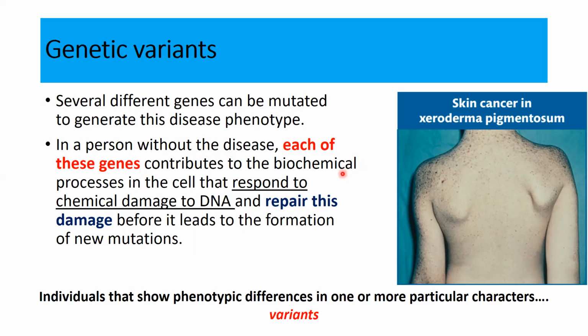So there is a particular term which is called variants. I mean, there are some persons who have diseases, and some other persons who don't have this disease. These phenotypic differences of the people represent different variants. We can define those individuals that show phenotypic differences in one or more particular characters as variants. So how do these variants arise?